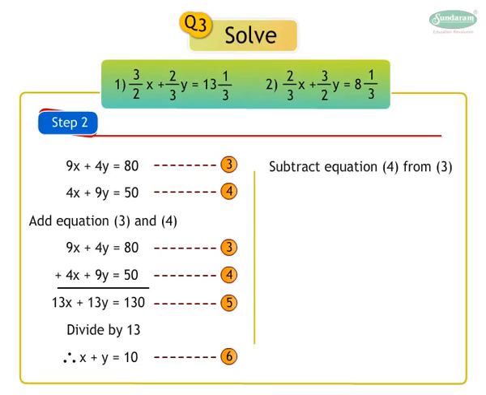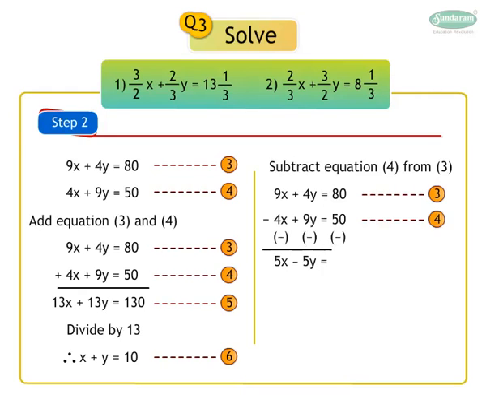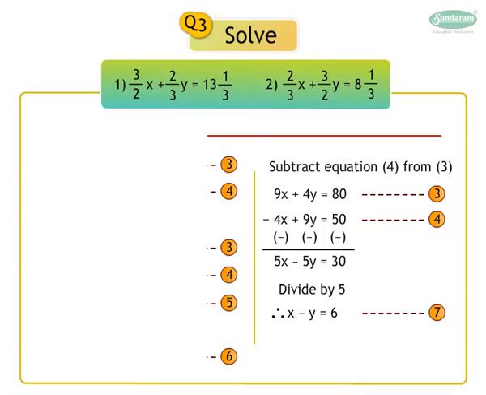Now, subtract equation 4 from equation 3. We get 9x + 4y = 80 minus 4x + 9y = 50. Change the sign. 5x - 5y = 30. By dividing by the common factor 5, we get, therefore, x - y = 6. We call this equation 7.